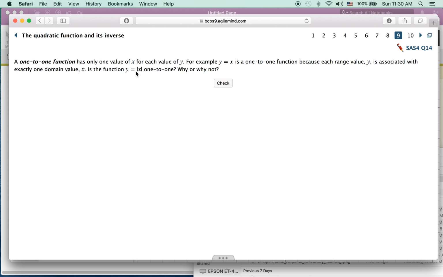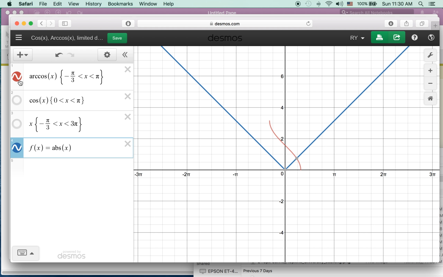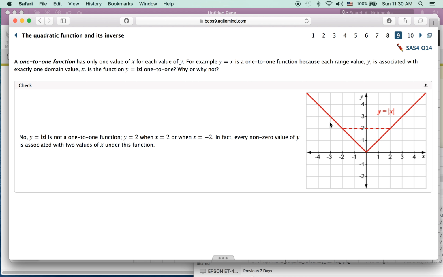Okay, so here they're asking, is y equals the absolute value of x a one-to-one function? Well, we sort of went over that. Take a look at this. It fails the horizontal line test. For instance, at x equals pi, you're at about 3, and at x equals negative pi, you're at about 3. So here they're making abundantly clear that this is not a one-to-one function.